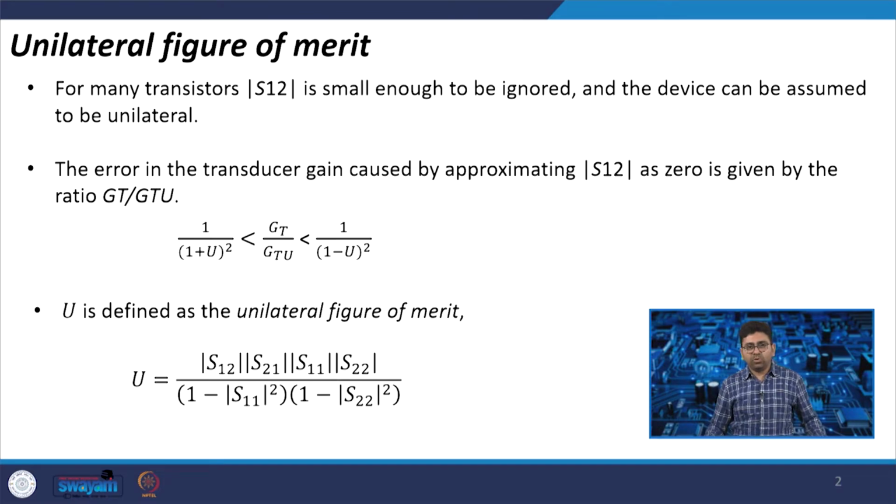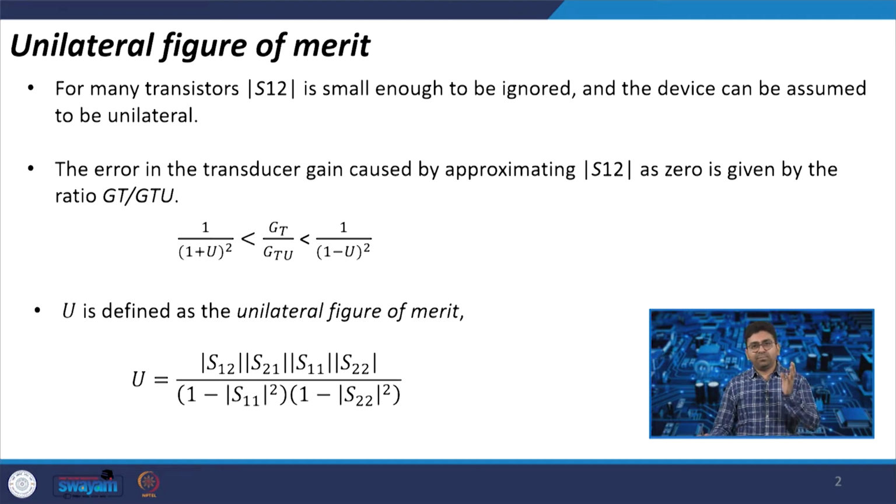One is a unilateral device and the other is a bilateral device. Unilateral means there is no feedback from output to input, and in bilateral you have feedback from output to input. So, if S12 is equal to 0, that is considered unilateral, but if S12 is not equal to 0, then it is called bilateral. There is one figure of merit that is called the unilateral figure of merit.